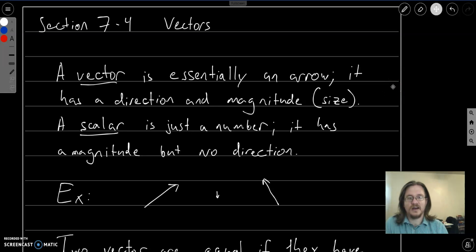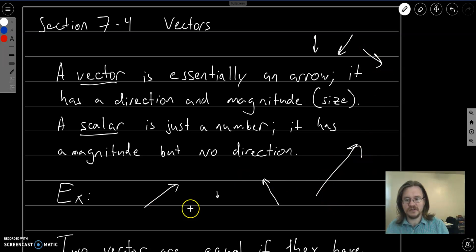Hello and welcome back. In this video we'll be starting section 7.4, which is on vectors. So a vector is essentially an arrow, and I think this is a pretty nice way to think about it. Arrows have, if I draw an arrow on the screen, a direction and a magnitude, which is just a fancy word for size. So if we talk about different vectors, we're talking about different arrows with different sizes pointing in different directions. All of these are different vectors.